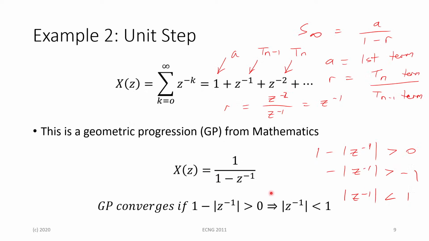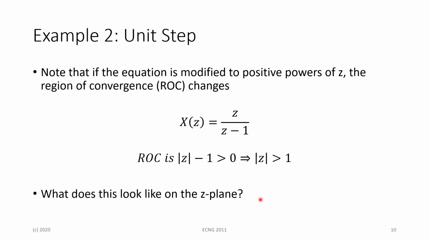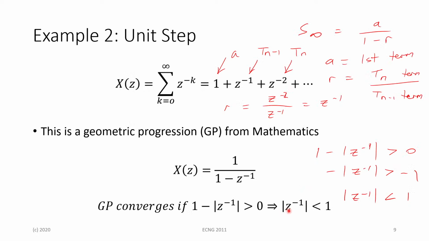So whereas in this case we had 1 minus z to the negative 1 here being more than 0, in our case this is going to be z minus 1 here being more than 0 accordingly. Because this is a positive power of z, the modulus of z here is just going to be more than 1. But note, in this case, this was z to the minus 1 here. So when we solve for this, because it was 1 minus z to the minus 1 and we did our equation manipulation, that's going to be z to the minus 1 less than 1 accordingly.